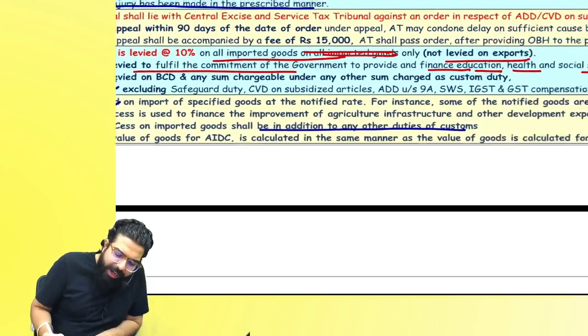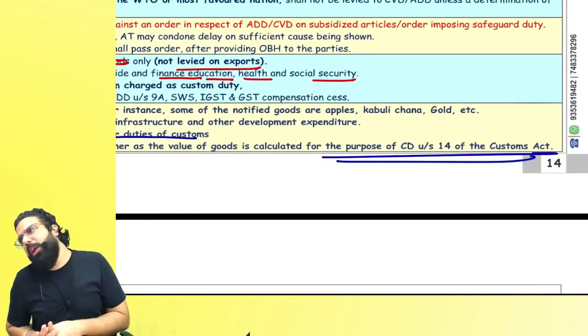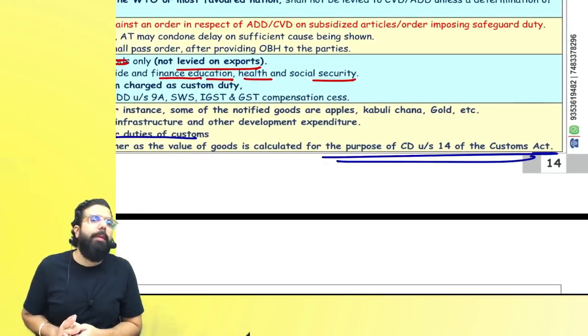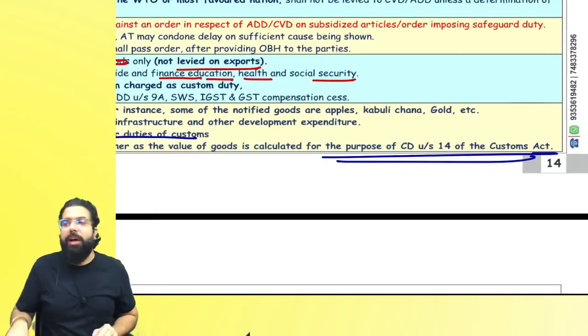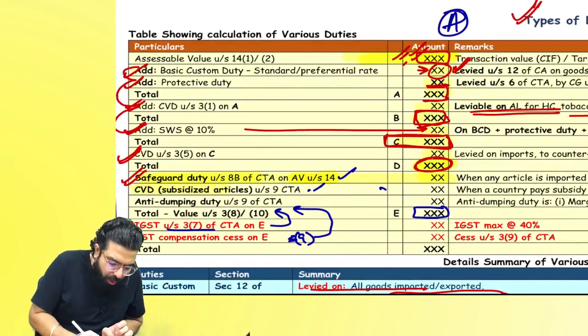The cess AIDC is calculated on the value under section 14, basically section 14.1 value or 14.2 value, which is the transaction value or the tariff value. Right, everyone? Remember, for your exam purpose, this chapter is an A graded chapter. The flow is very important.